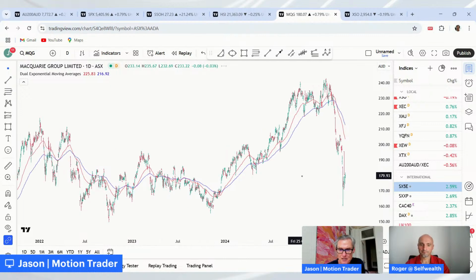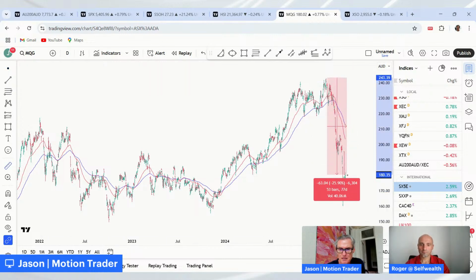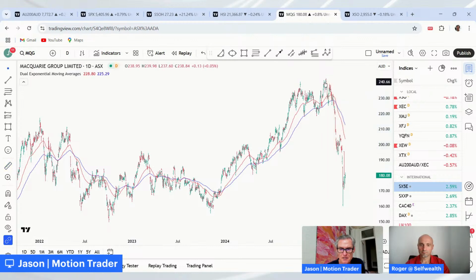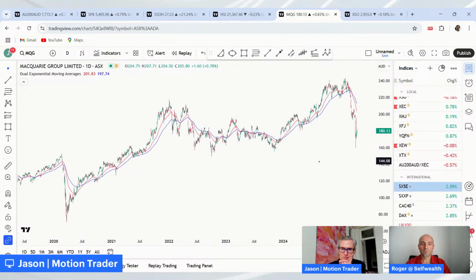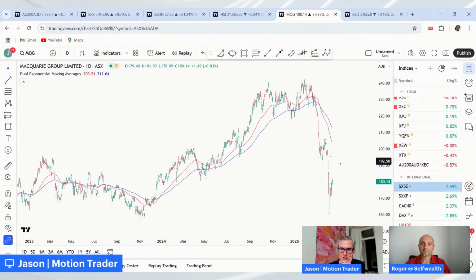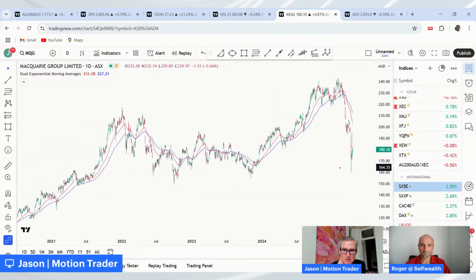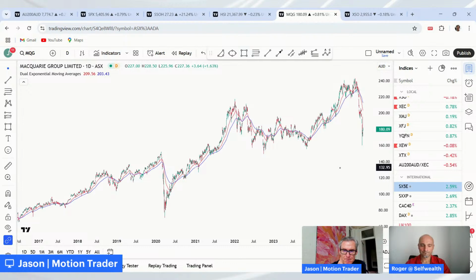Yeah, this is a stock I wouldn't want to be in. The sell-off's too big. That sell-off's going to take my trailing stop out. It's below declining moving averages. The potential for a bit of a rebound is certainly there, but the structure's not right. It's below declining moving averages, and we've seen these big sell-offs before in Macquarie.